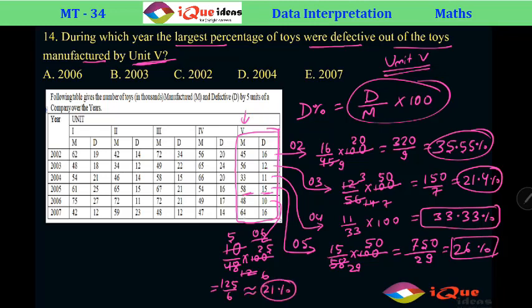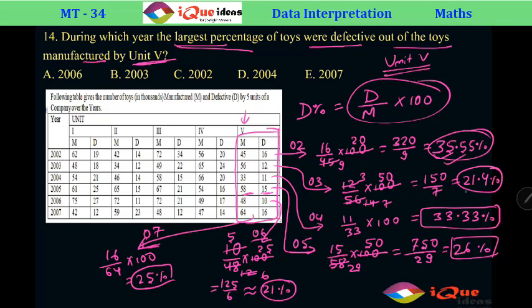Alright, and the last one here, I'll write it here, it is 2007. In 2007, it is 16 out of 64 into 100. Now straight away it is 1/4. 1/4 means 25%. Okay, so you can check which one has the largest percentage.